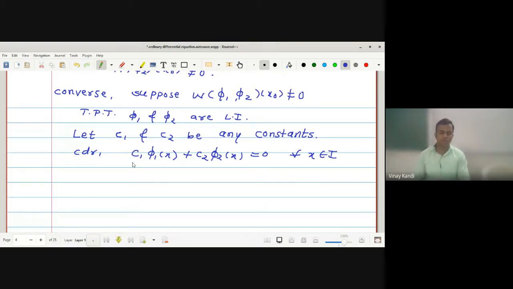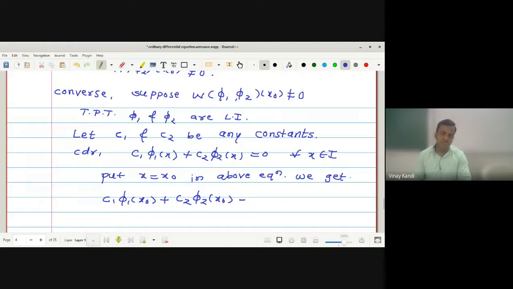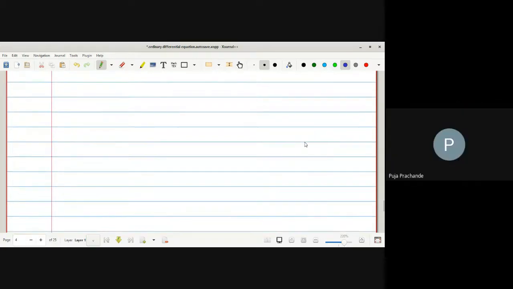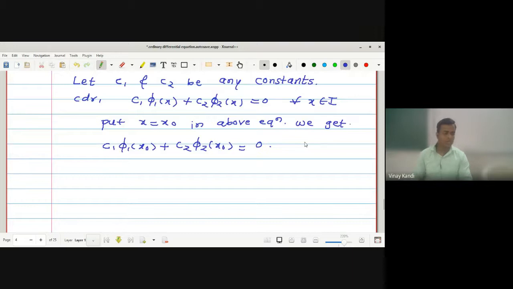Then put x is equal to x naught in the above equation. Then we get C1 phi1 of x naught plus C2 phi2 of x naught is equal to 0. Any doubt? Wait a minute. No, sir.